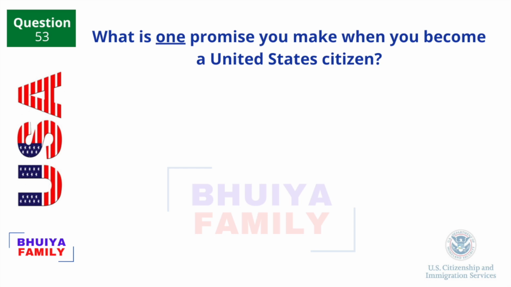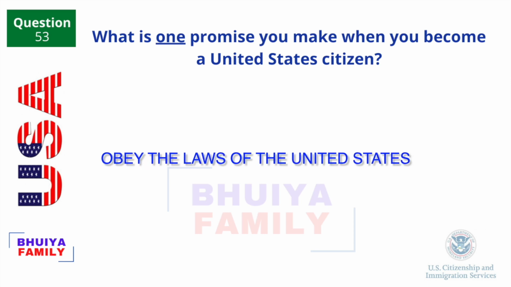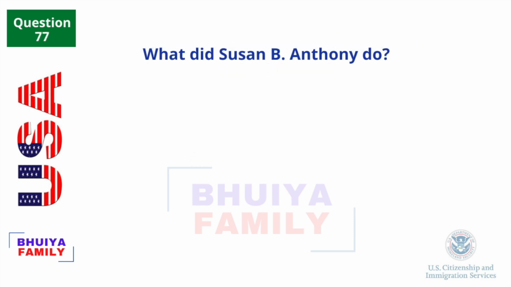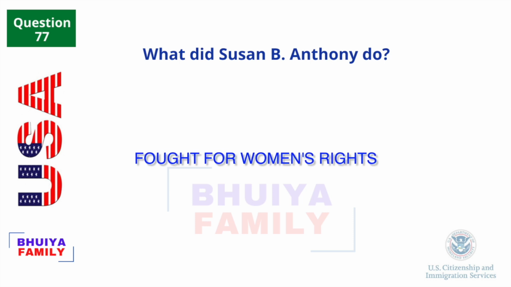What is one promise you make when you become a United States citizen? Obey the laws of the United States. What ocean is on the east coast of the United States? Atlantic Ocean. What did Susan B. Anthony do? Fought for women's rights.